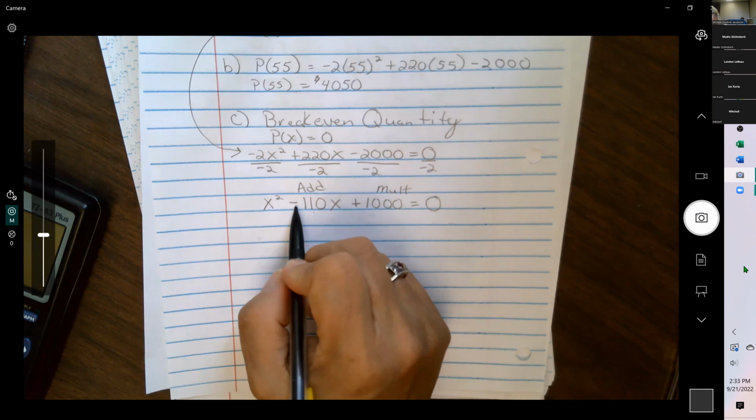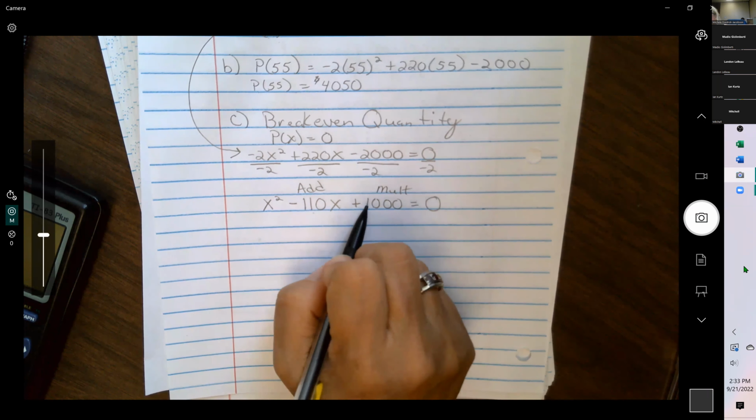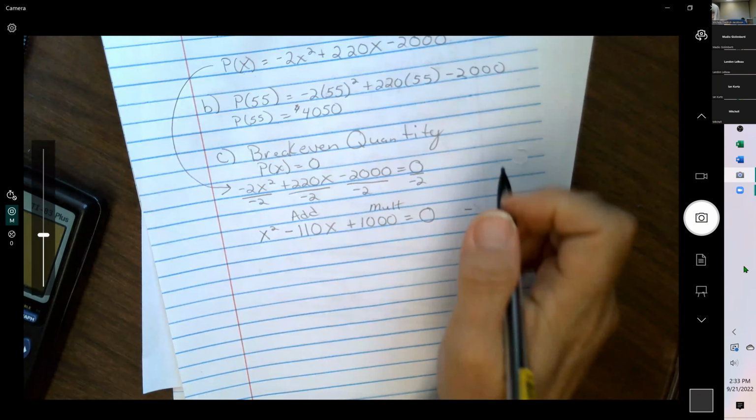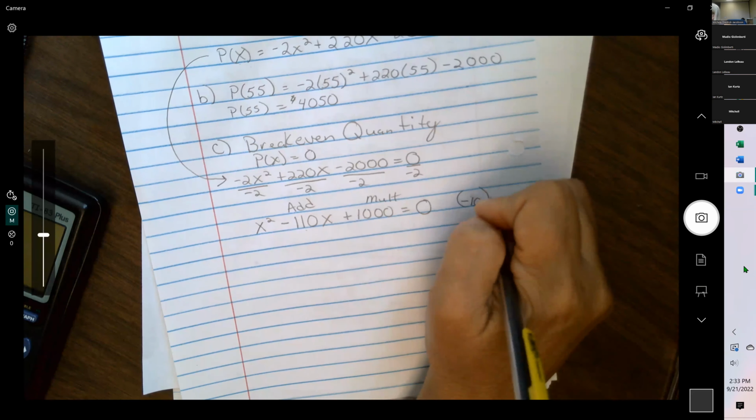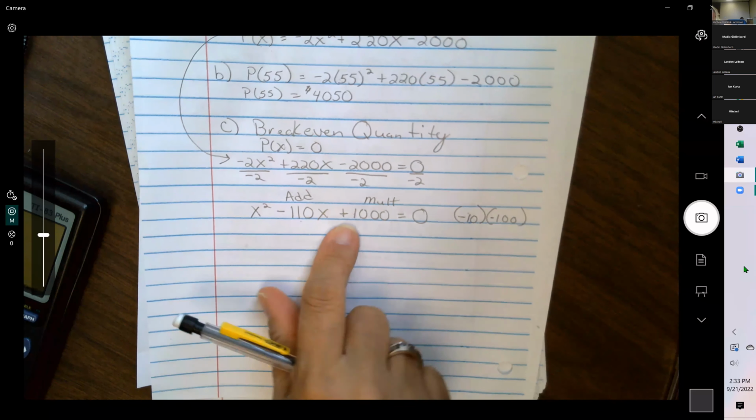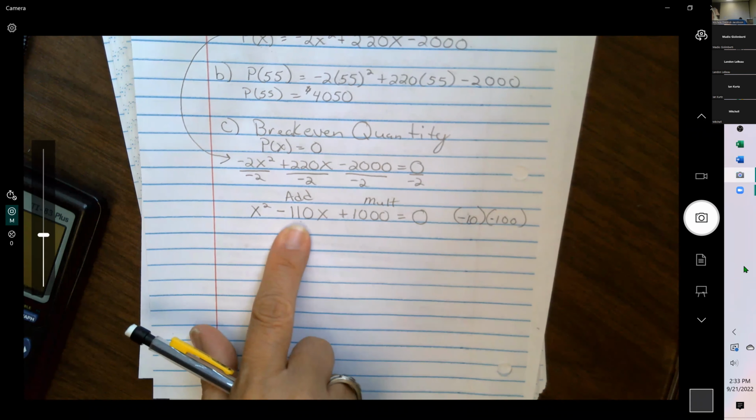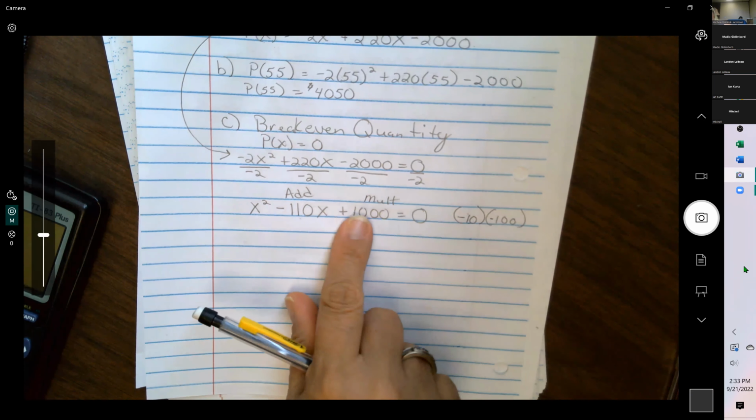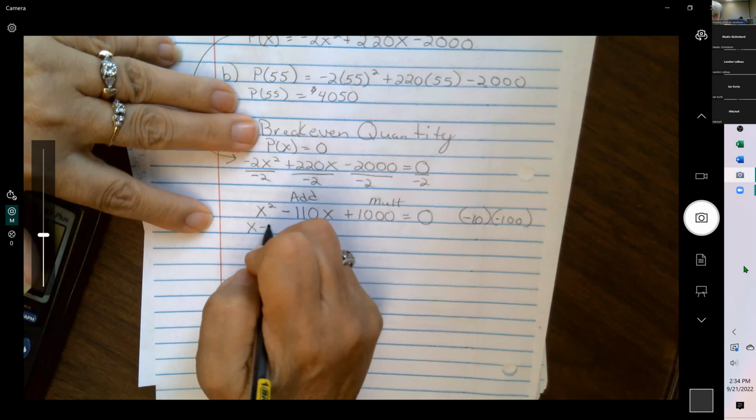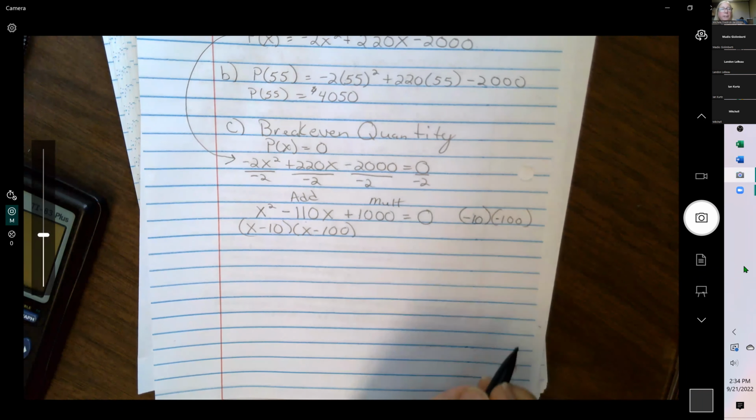This is negative, so both numbers would be negative so that we get the positive. If we took a negative 10 times a negative 100, we will get a positive 1000, and when we add those, we'll get a negative 110. So multiply to get this term, add to get the middle. That means it's x minus 10 and x minus 100. But it's not necessarily the easiest thing to see.